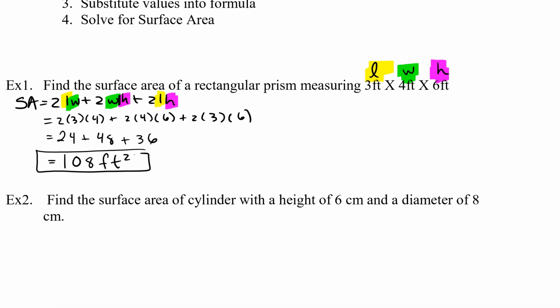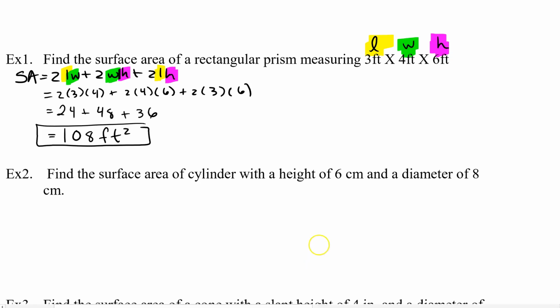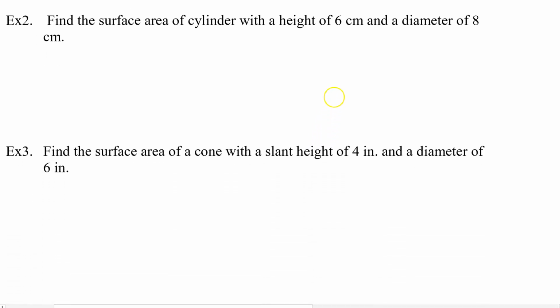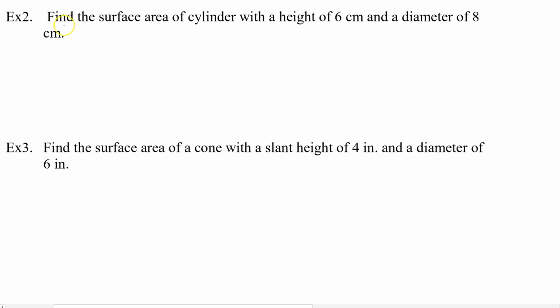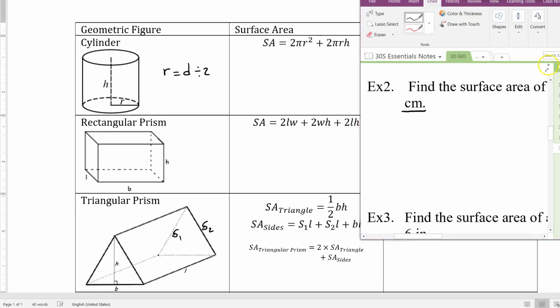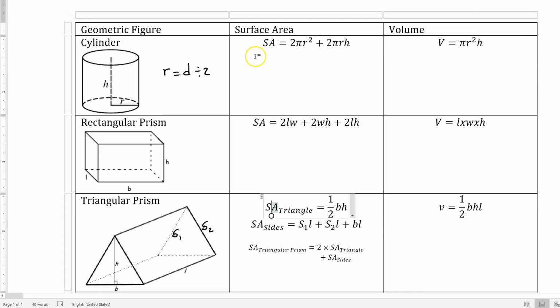So the surface area of a rectangular prism is a pretty easy formula to use, and the cylinder is not too difficult either. So it says find the surface area of a cylinder with a height of 6 centimeters and a diameter of 8 centimeters. The only piece here that's a little bit iffy is you have the diameter of 8 centimeters. When I look at my formula sheet, I'm seeing that the surface area needs radius. So 2 pi r squared plus 2 pi r h.